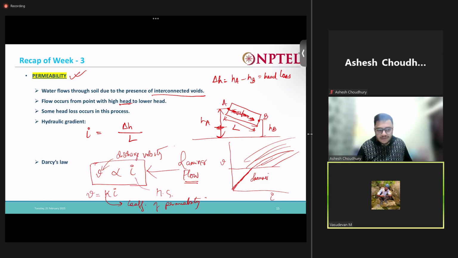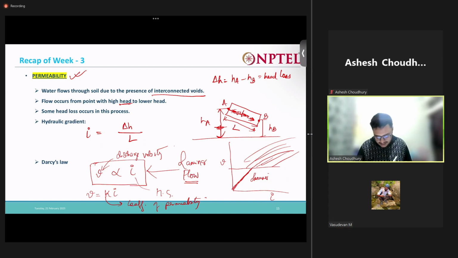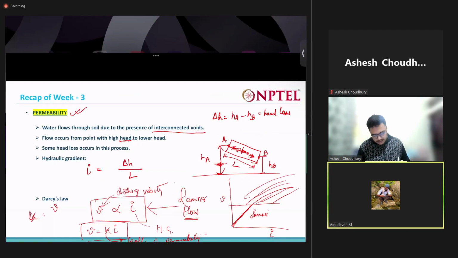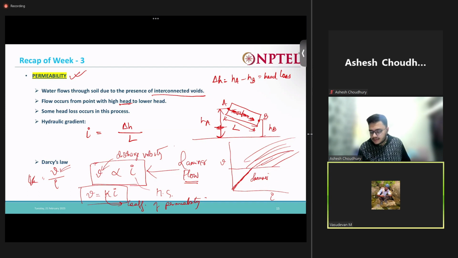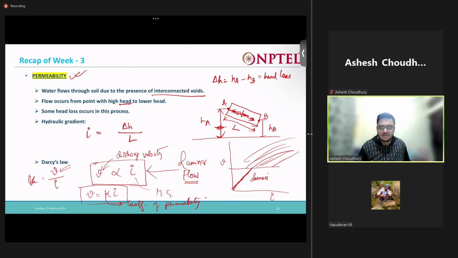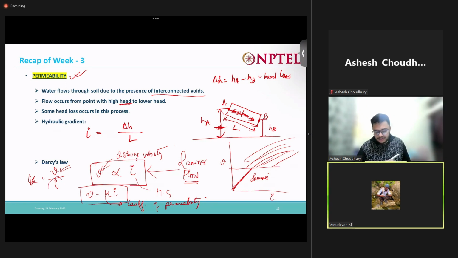Sir, I don't know, sir. No, just tell from the expression. K is equal to v by i, right? So what is the unit of velocity? Meter per second, or centimeter per second, right? And what is the unit of hydraulic gradient?